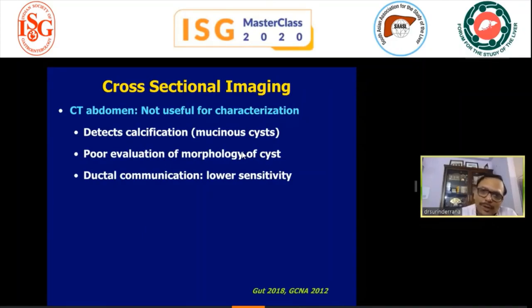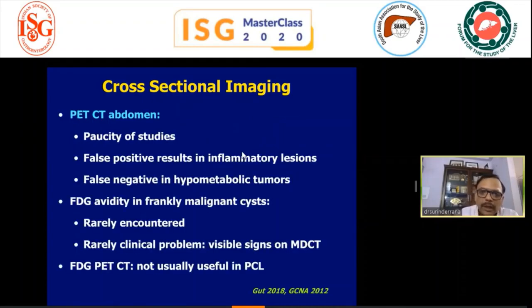Now, cross-sectional imaging. Unlike a solid SOL, CT abdomen has a very limited role in a cystic SOL. At maximum you can detect calcification, which can help you in diagnosing mucinous cyst, but CT is a very poor modality for evaluating the detailed morphology of the cyst. And you obviously cannot comment on the ductal communication, which is one of the important markers for differentiating IPMN from mucinous tumors.